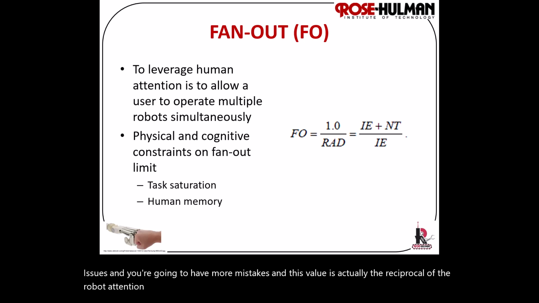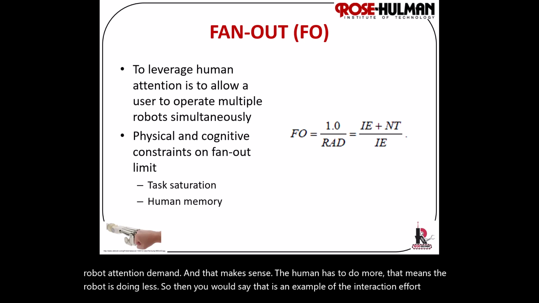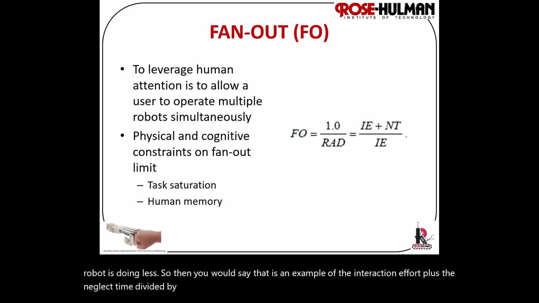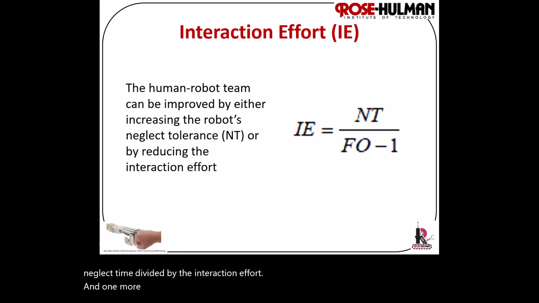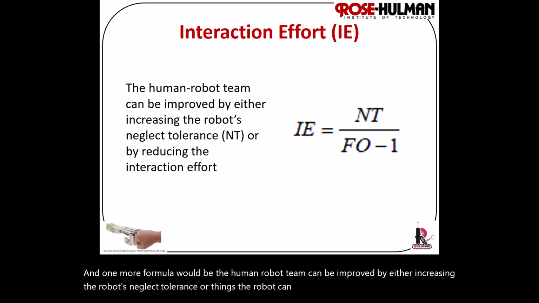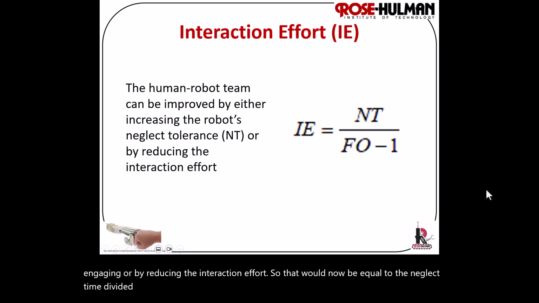And this value is actually the reciprocal of the robot attention demand. And that makes sense. The human has to do more. That means the robot is doing less. So then you would say that that is an example of the interaction effort plus the neglect time divided by the interaction effort. And one more formula would be the human robot team can be improved by either increasing the robot's neglect tolerance, or the things the robot can do fully autonomous without the human engaging, or by reducing the interaction effort. So that would now be equal to the neglect time divided by fan out minus 1.